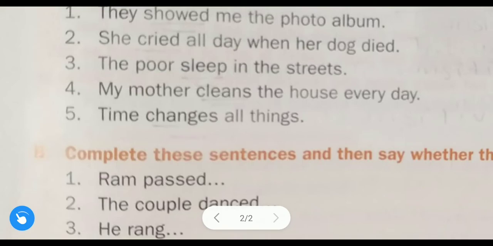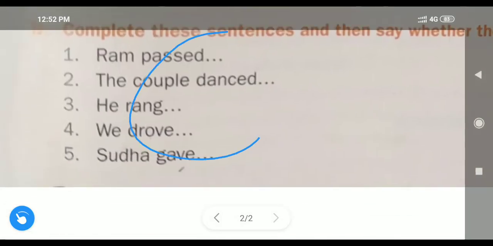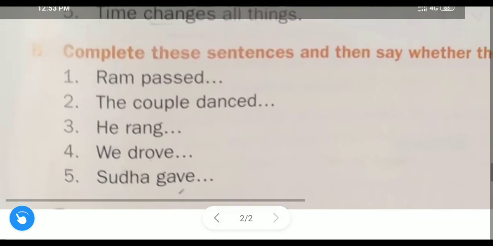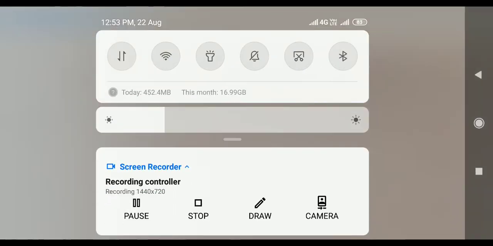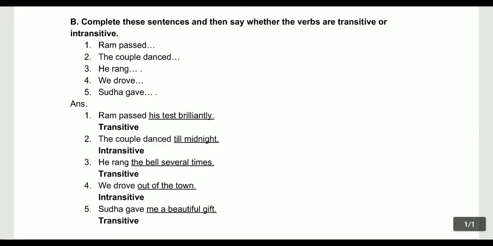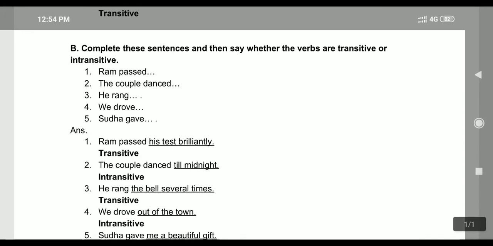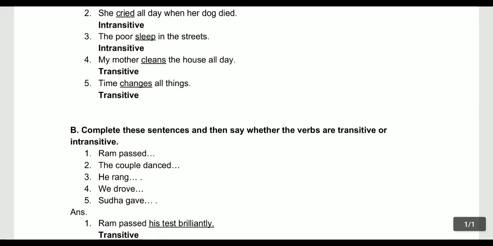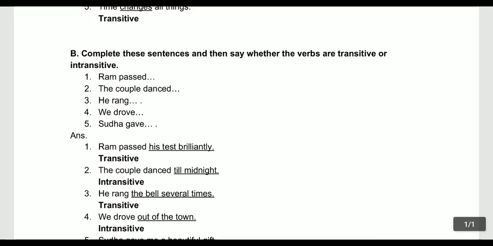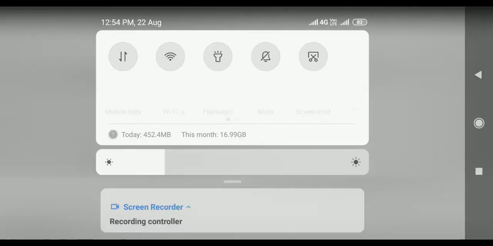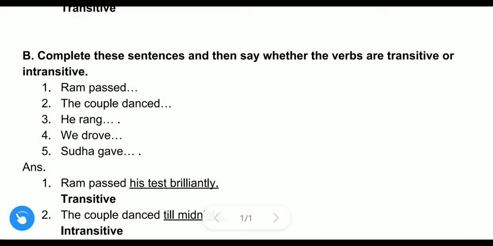Okay, so now we will discuss this exercise. So now let us solve the next exercise. This exercise is given in your book, but I have completed it on the PDF. So let us discuss. So see, what is the question? Let us read the question first. Complete these sentences and then say whether the verbs are transitive or intransitive.